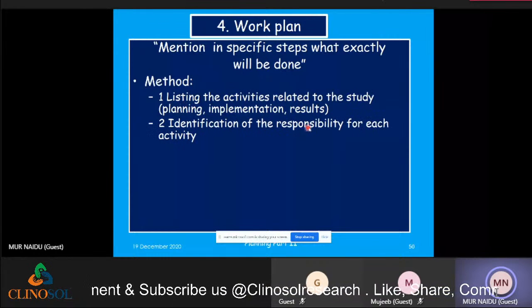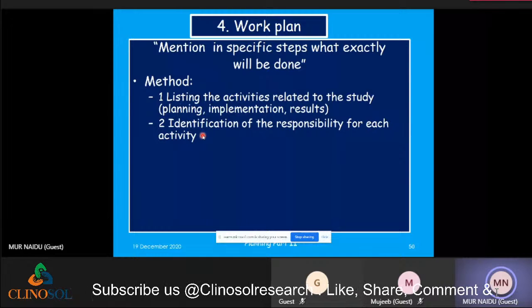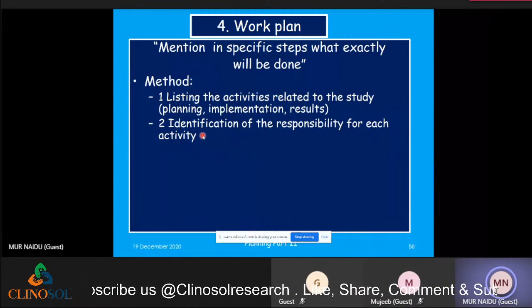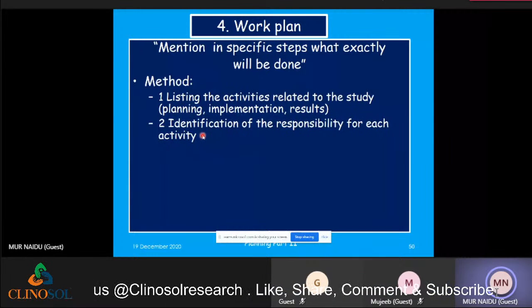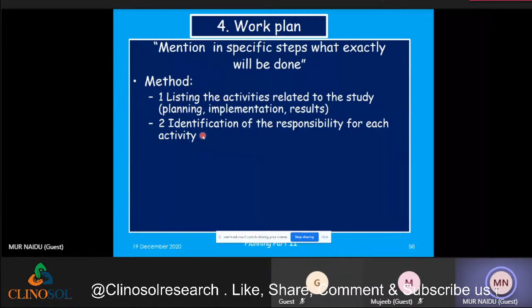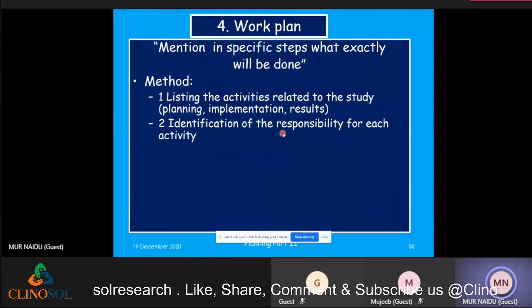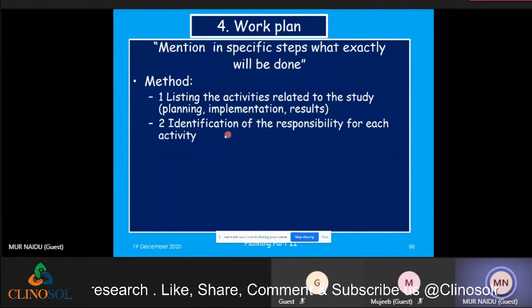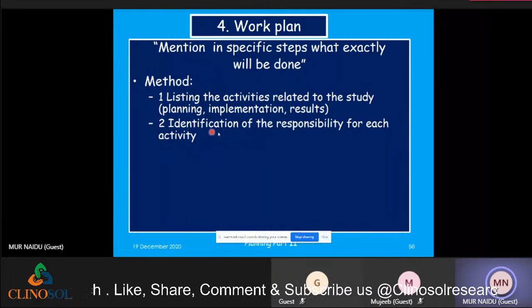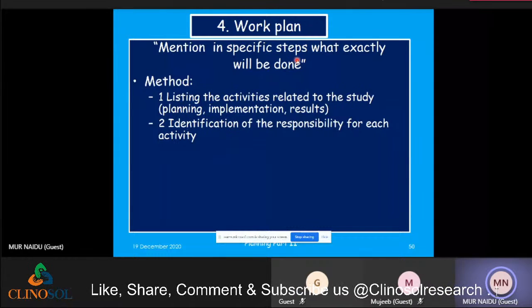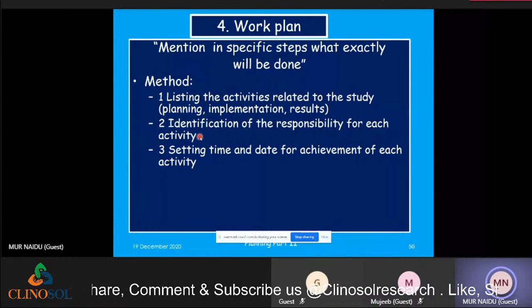The second thing is identification of the responsibility for each activity. This is another very important point. Every clinical research team has so many people. You have a principal investigator, a co-investigator, and then people who are doing lab investigations or giving a drug or recording. You have to write each and everybody's responsibility, what work they have to do, and when to do it. Everything should be properly identified and put in a specific, written form in the method.